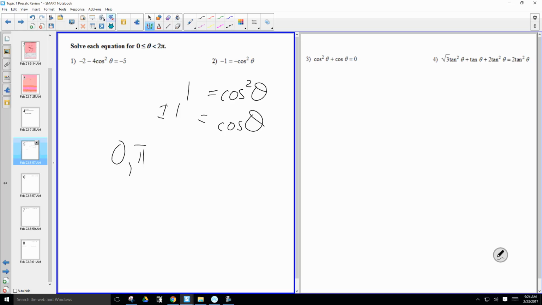Pi, not 2 pi. 2 pi is not in the domain. This is only less than, not less than or equal to. And if you put 2 pi, you're not looking at the domain. You need to think about looking at the domain. If you do it again, you are bad. Okay?